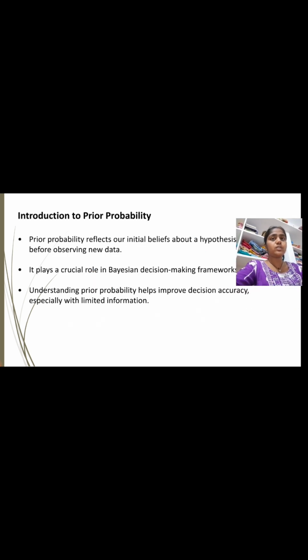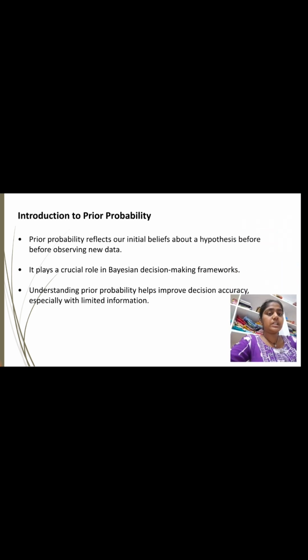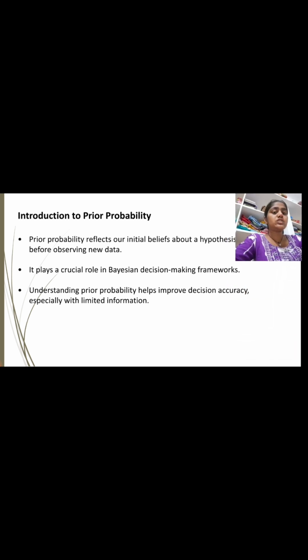Introduction to Prior Probability. Prior probability reflects our initial belief about a hypothesis before observing new data. It plays a crucial role in Bayesian decision-making frameworks. Understanding prior probability helps improve decision accuracy, especially with limited information.